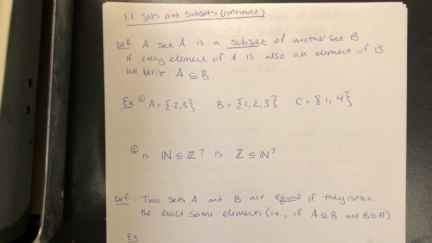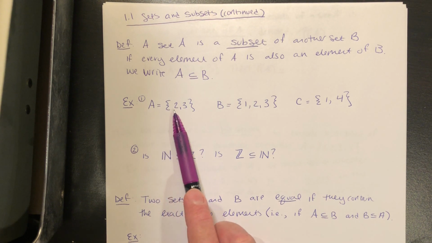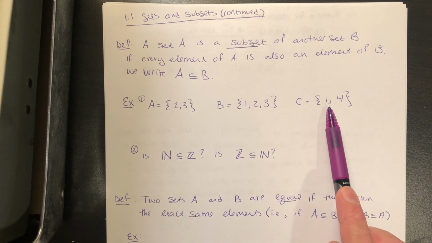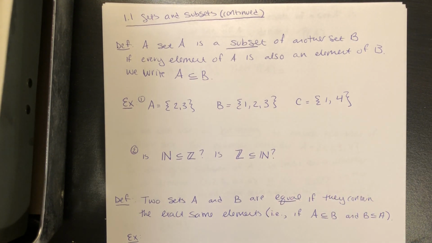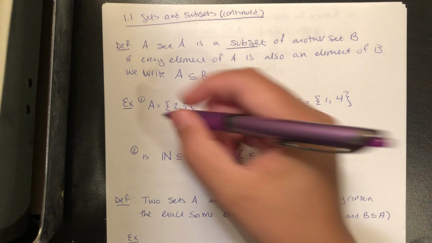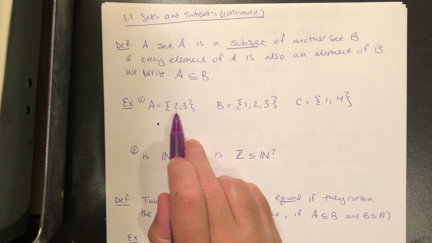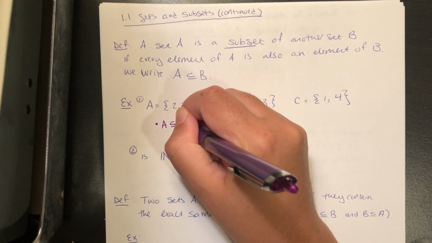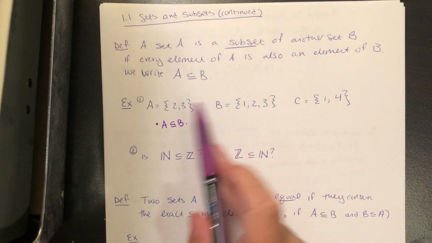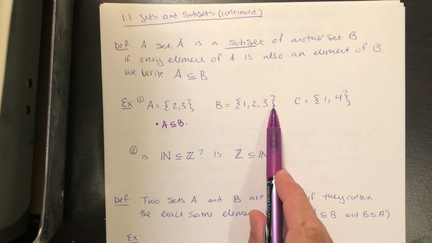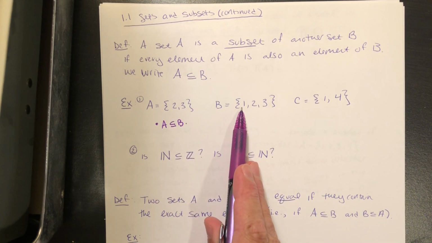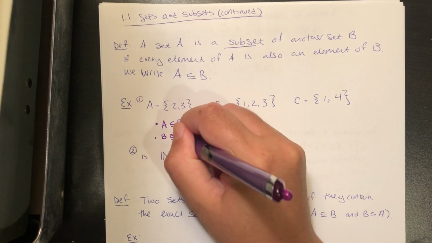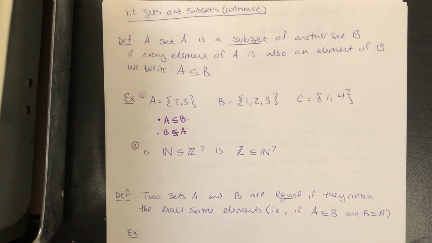So let's look at some examples here. We have the sets A, which consists of the elements 2 and 3, B consists of 1, 2, and 3, and C consists of 1 and 4. So do we have any subset relationships here? Well, yes. The elements of A are just 2 and 3, and 2 and 3 are also elements of B. So that means that A is a subset of B. But B is not a subset of A because it's not the case that every element of B is also an element of A. For instance, 1 is an element of B, but not an element of A. So we could say that B is not a subset of A. You can just put a slash through the symbol to say not a subset.